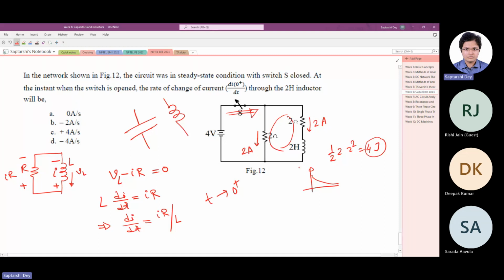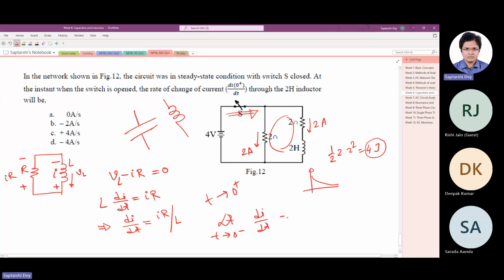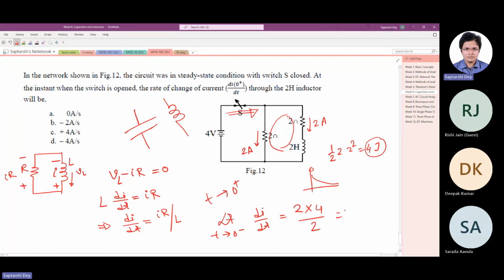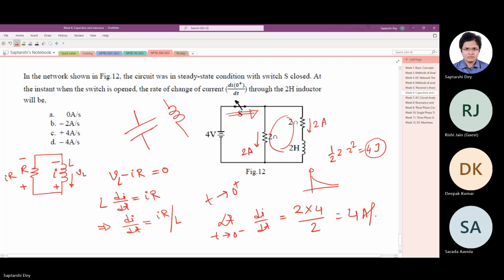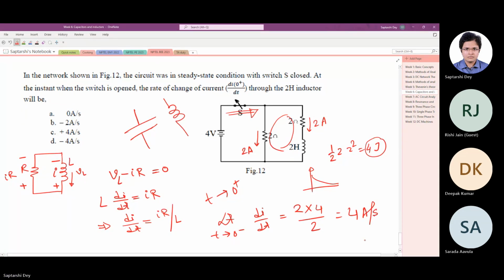There was 2 ampere current flowing in the inductor. So the answer, limit t tends to 0 plus di/dt, is 2 times the resistance 4, by the inductor 2, that is 4. There is something wrong. This cannot be positive. Can you find out what is wrong?